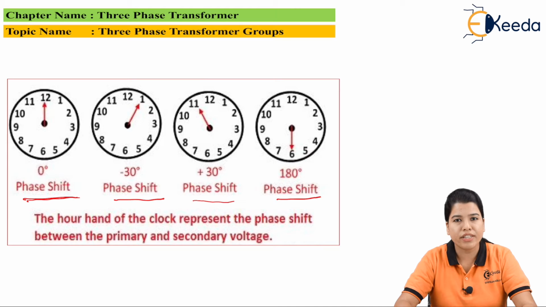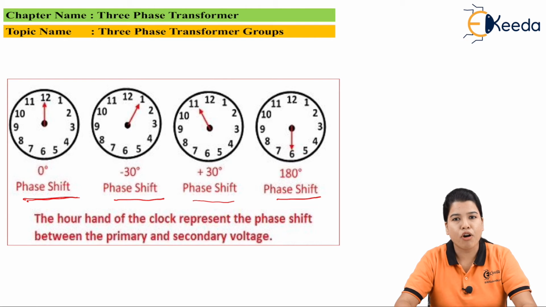Now the meaning of this is that the voltage of the LV winding is leading the voltage of the HV winding by 30 degree. Then in last figure, the hour hand is kept at 6 o'clock. This indicates that there is a phase shift between voltages at LV winding with respect to HV winding of 180 degree. In this way, the connections can be represented and the groups are formed.